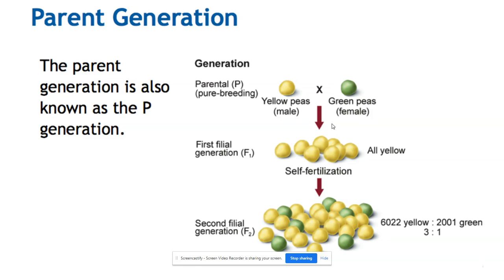Remember what we called the one that's hidden. So you have the first generation that you have all yellow and no green. The green is completely hidden. This is recessive, this is dominant.